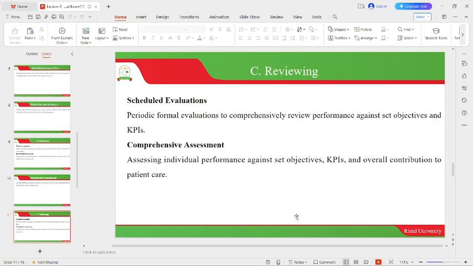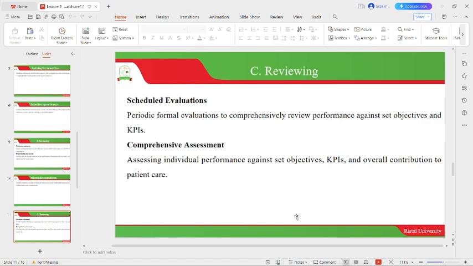Now, the next one is reviewing. After you have planned, you have been monitoring the performance of your doctors. What next? You have to, of course, continue reviewing their performance. So, under reviewing, you have to schedule evaluation. So periodic formal evaluation, this is what we call the performance appraisal. It can be done annually or quarterly, depending on the organizational policy of appraising their employees.